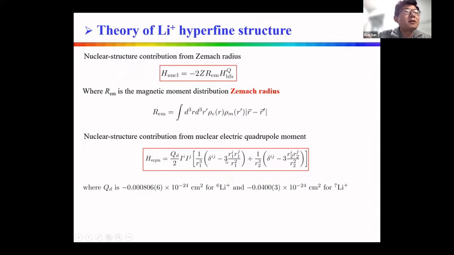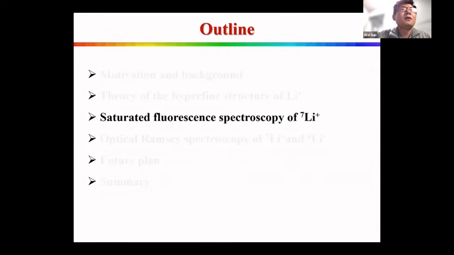All the above terms except the Zemach radius can be calculated with high precision. Thus, if a high precision experimental value of the hyperfine splitting is available, we can obtain the Zemach radius. Now I shall turn to the experimental part.